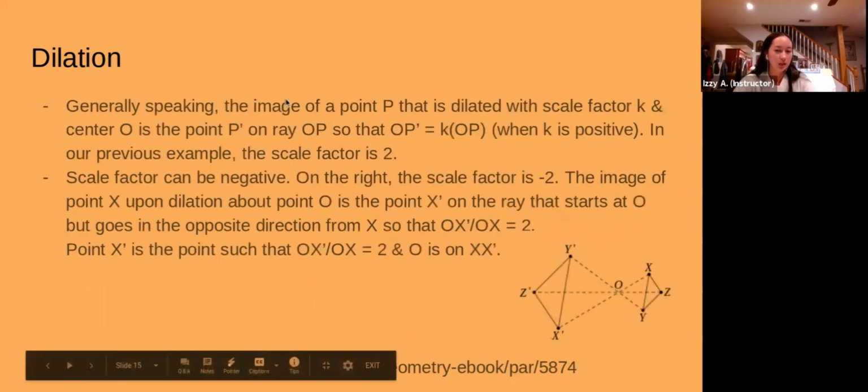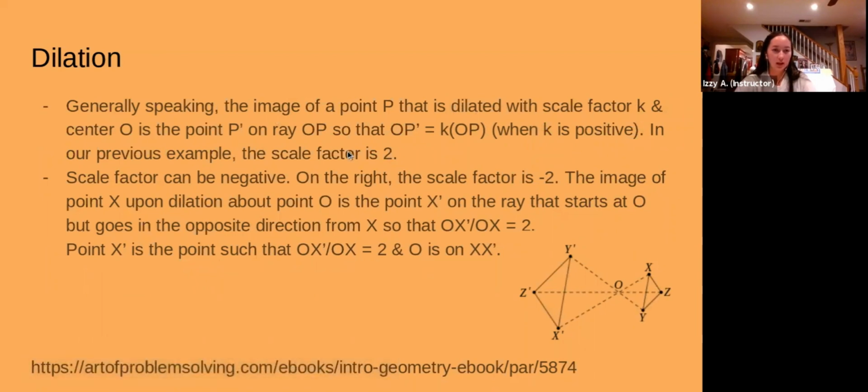So generally speaking, the image of a point P that is dilated with scale factor K, and let's see if I have an image for that because that's a lot of words. Okay, or I'll just describe it. Generally speaking, the image of a point P that is dilated with the scale factor K and center O is the point P' on ray OP, so that OP' is equal to K times OP. In our previous example, the scale factor is 2.